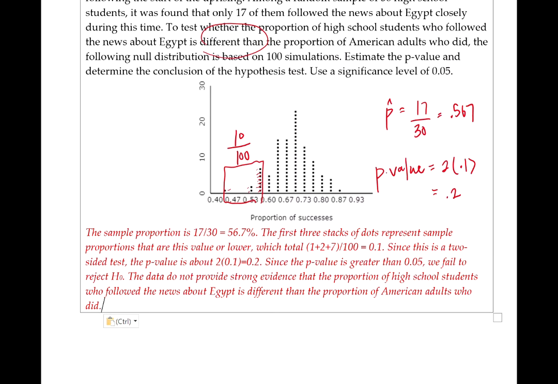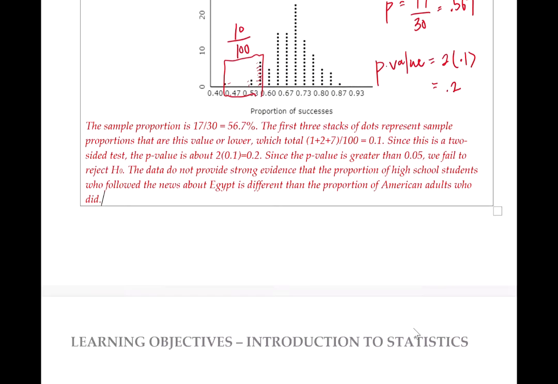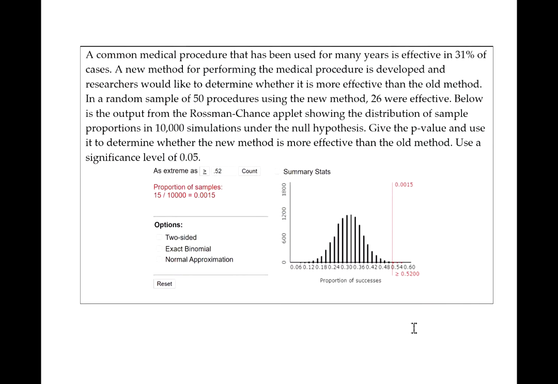Since the p-value is greater than 0.05, we fail to reject H0. The data do not provide strong evidence that the proportion of high school students who followed the news about Egypt is different than the proportion of American adults who did. Our results here are not statistically significant because our p-value is higher than our significance level. Let's look at another example.